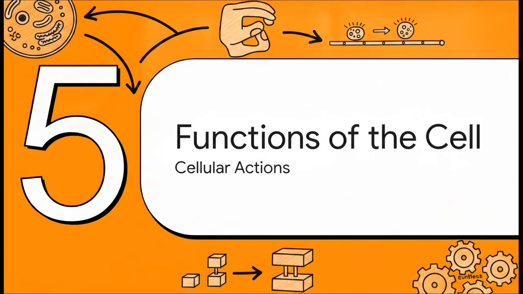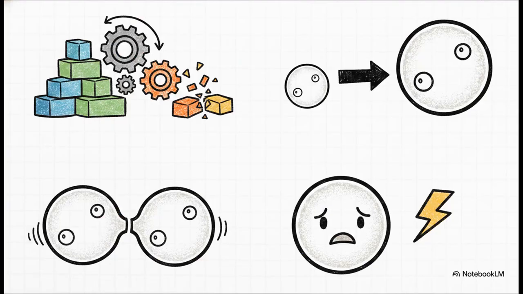Finally, Section 5. Functions of the cell. Ultimately, to keep the organism alive, the cell executes a few fundamental actions. It manages metabolism, which is a delicate balance of building up complex molecules, called anabolism, and breaking down nutrients for energy, called catabolism. Beyond that, the cell drives growth, handles reproduction to form new cells, and crucially, reacts to environmental changes through a continuous response to stimuli.